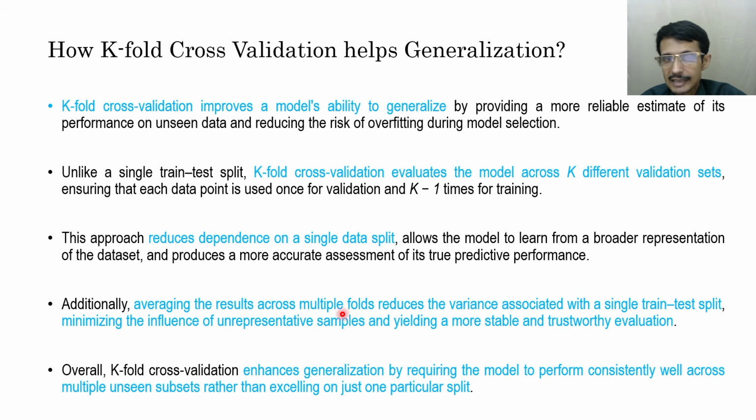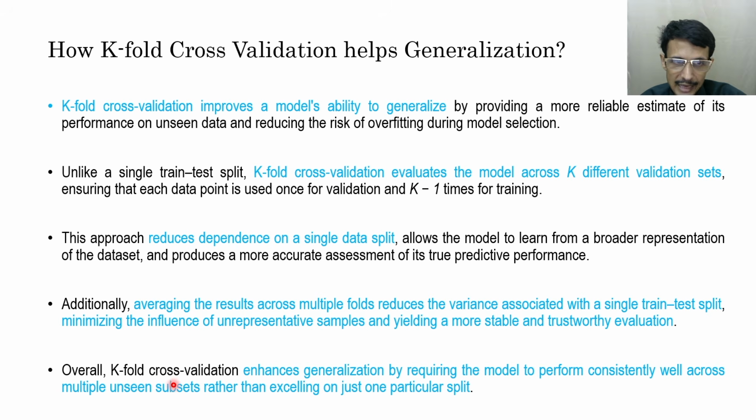Additionally, averaging the results across multiple folds reduces the variance associated with specific characteristics, minimizing the influence of unrepresentative samples and yielding a more stable evaluation. That is also true because many times we take the results, sum them up and average them. So unwanted samples are averaged out.